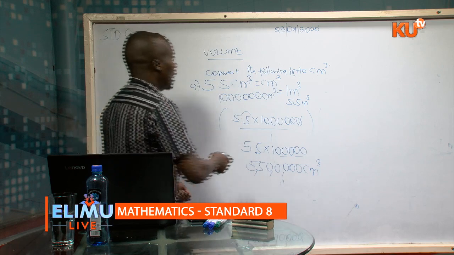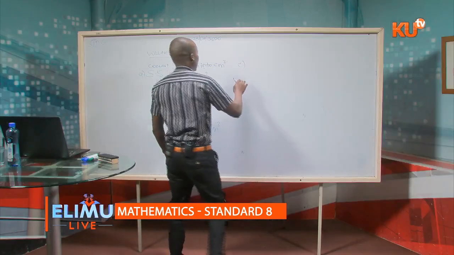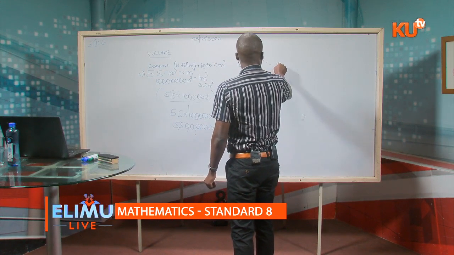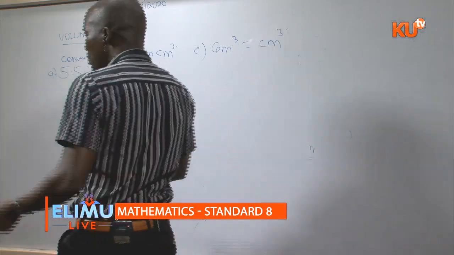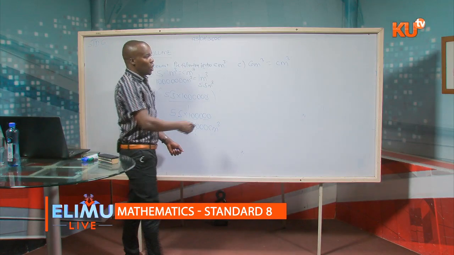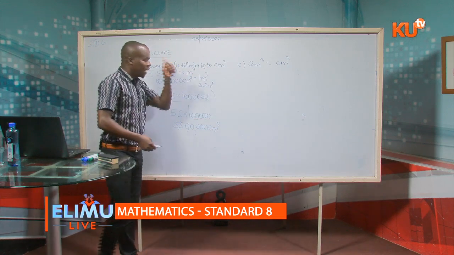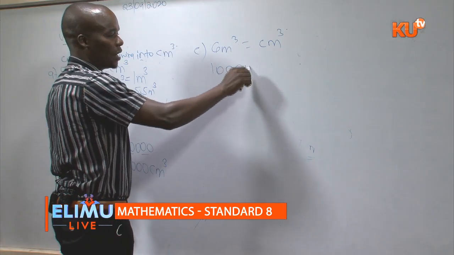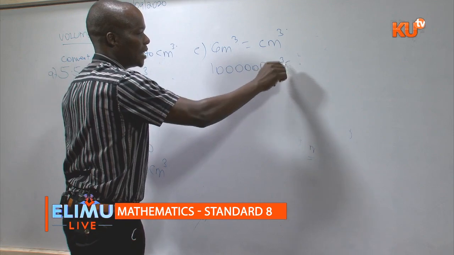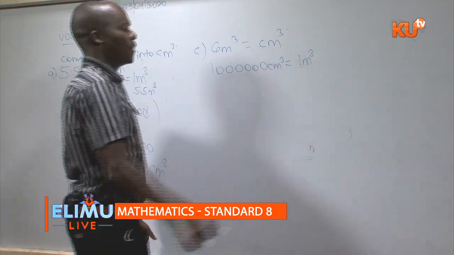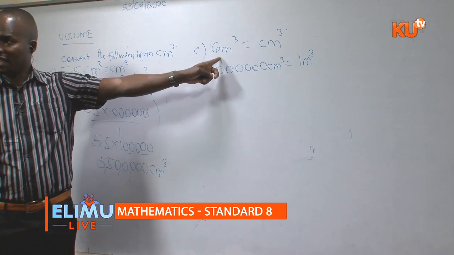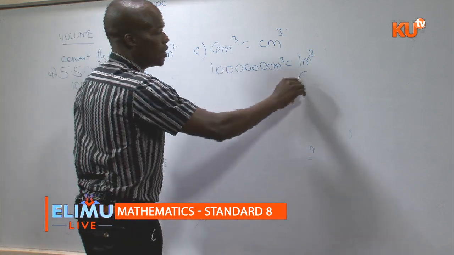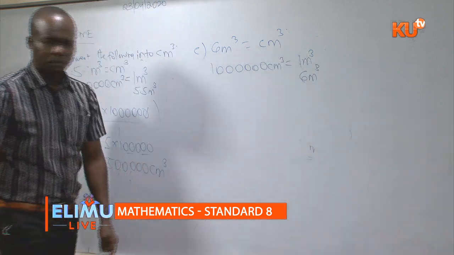Then, let me have another one. Convert for me 6 cubic meters into cubic centimeters. At home, you can try this as we do it together. You must always use the conversion figure. I told you that 1 million will guide you properly. 1 million cubic centimeters is equal to 1 cubic meter. Then ask yourself, what about this 6? Let it lie just under the other cubic meter.